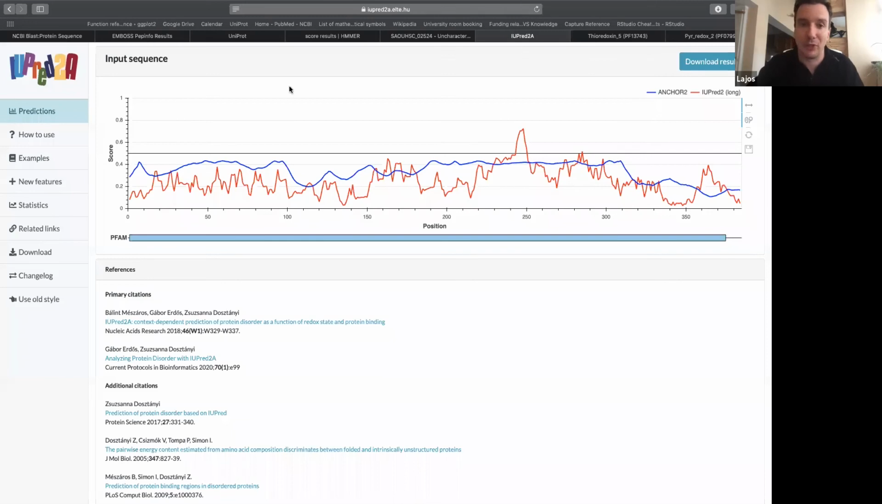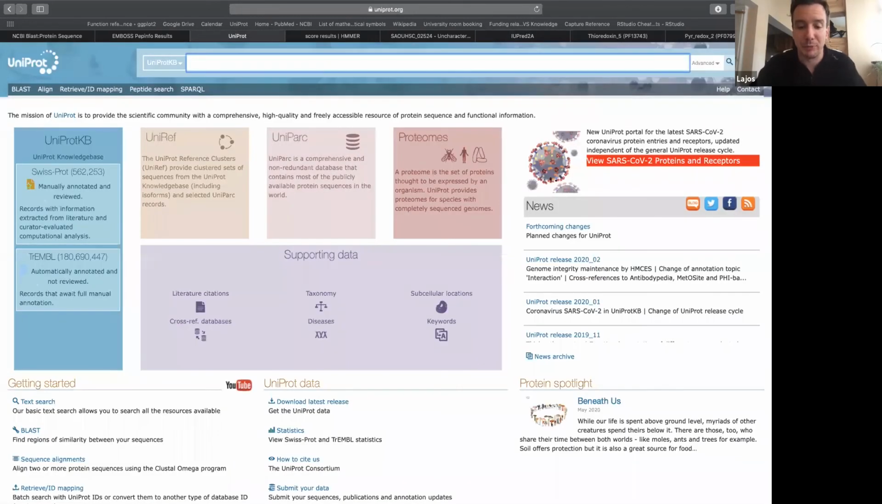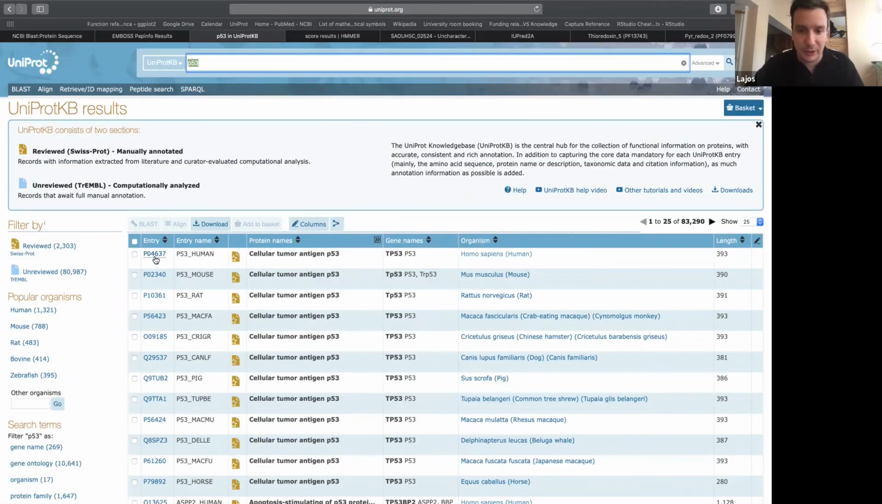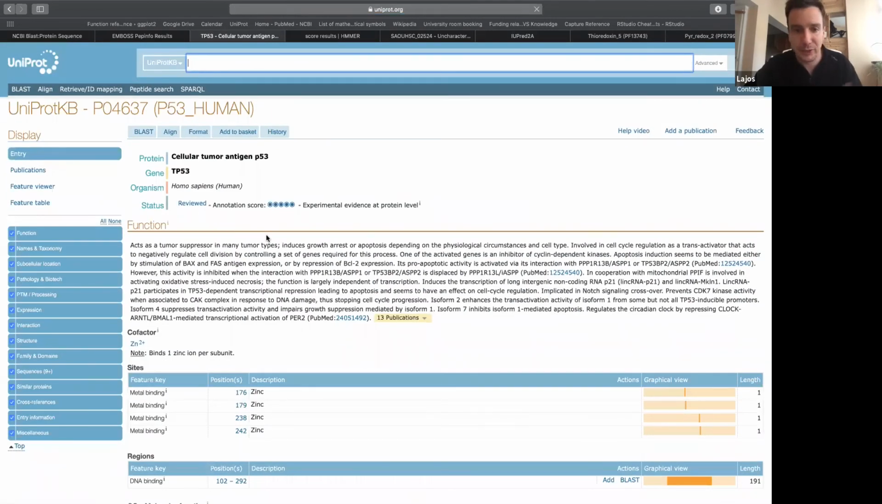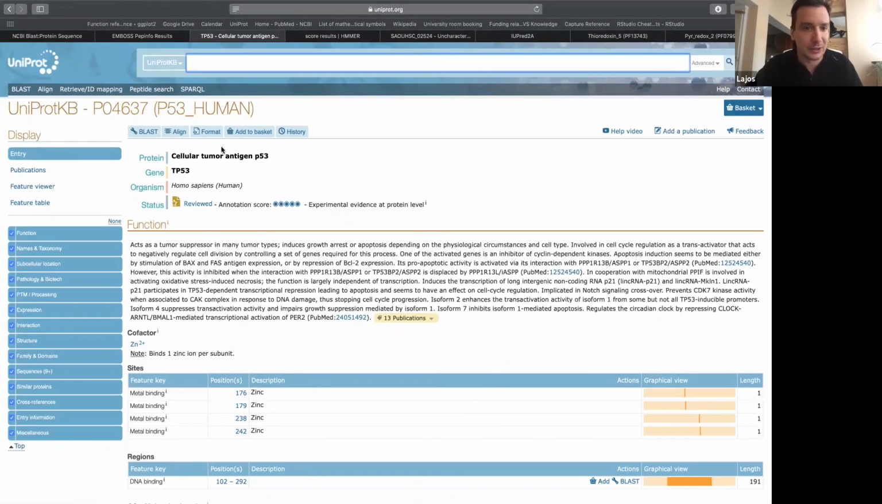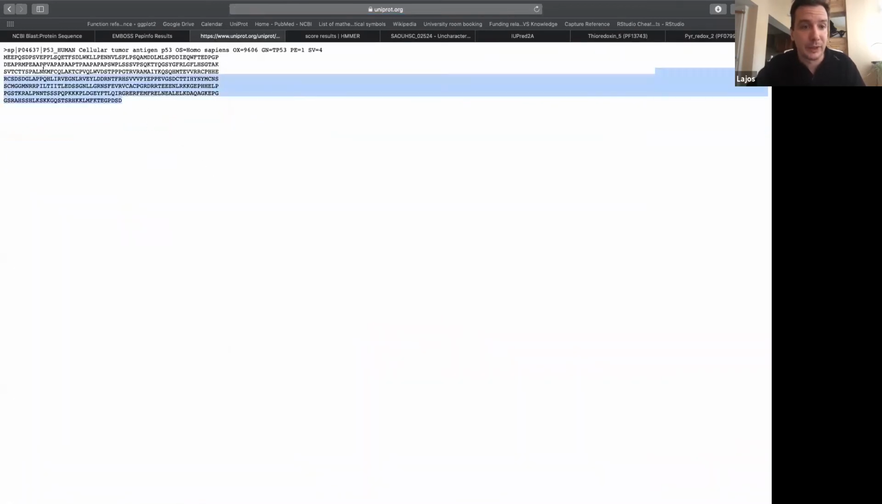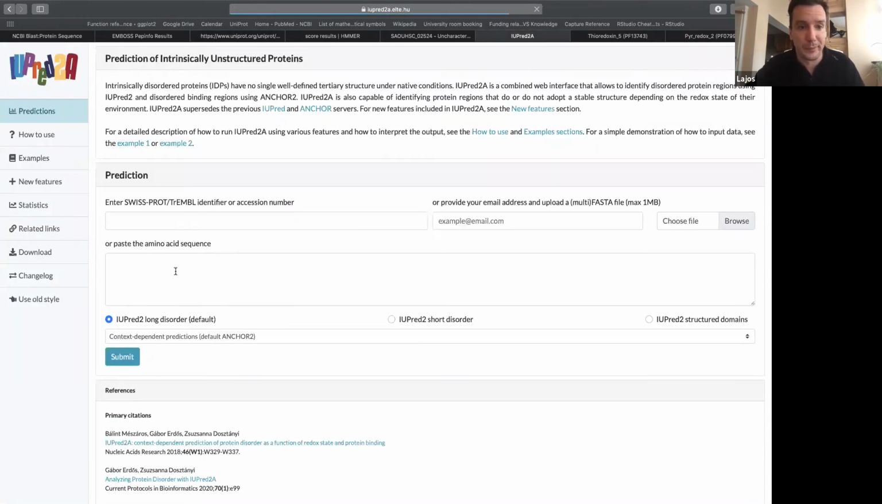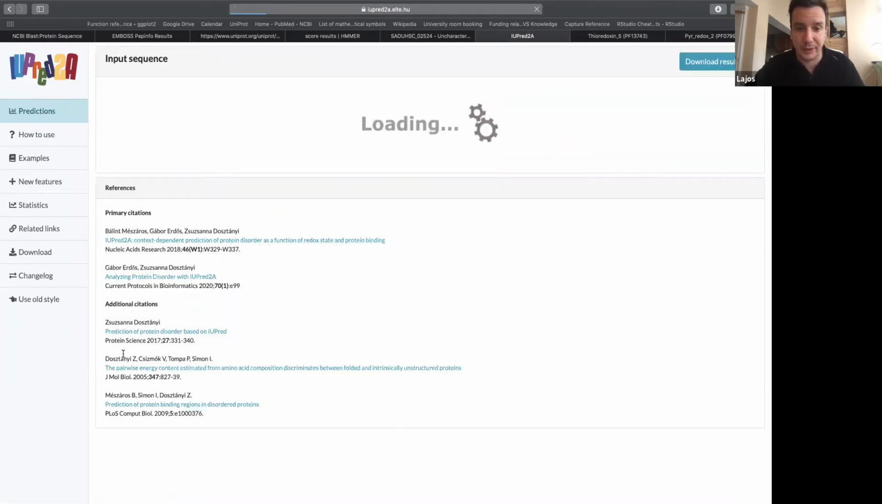Let me just show you a very good example. This will be one of the most well-known proteins, which is p53. Of course, it's not a bacterial protein but a eukaryotic one, especially if UniProt is working for us, and it's working. So this is p53, which is one of the tumor suppressors in our genome, and one of the most important proteins in terms of cancer biology. And if you copy the sequence of p53 and put it in IUPred, this is what you see.